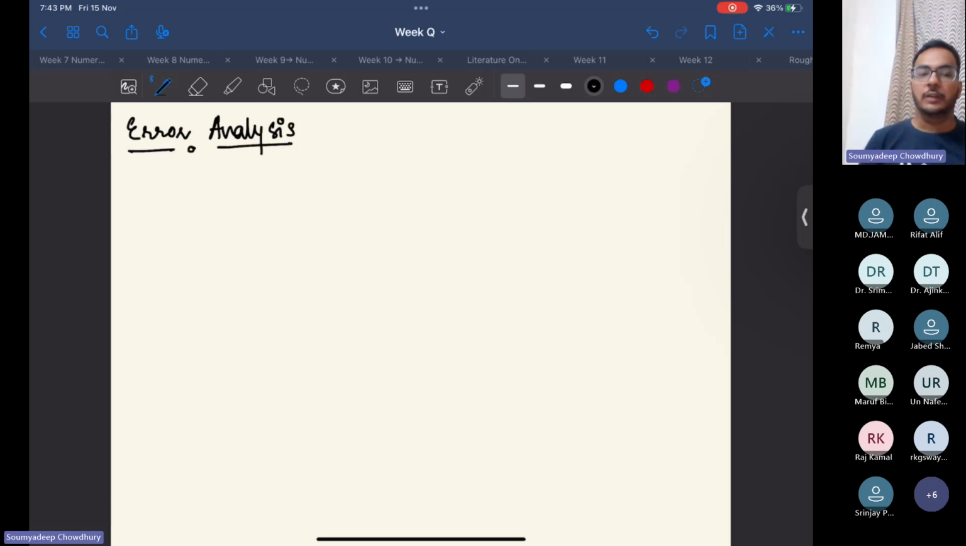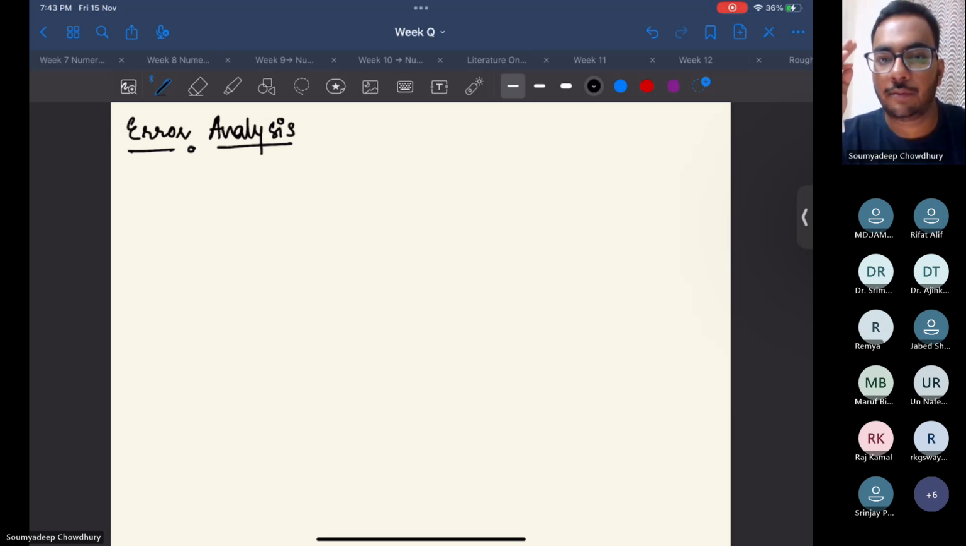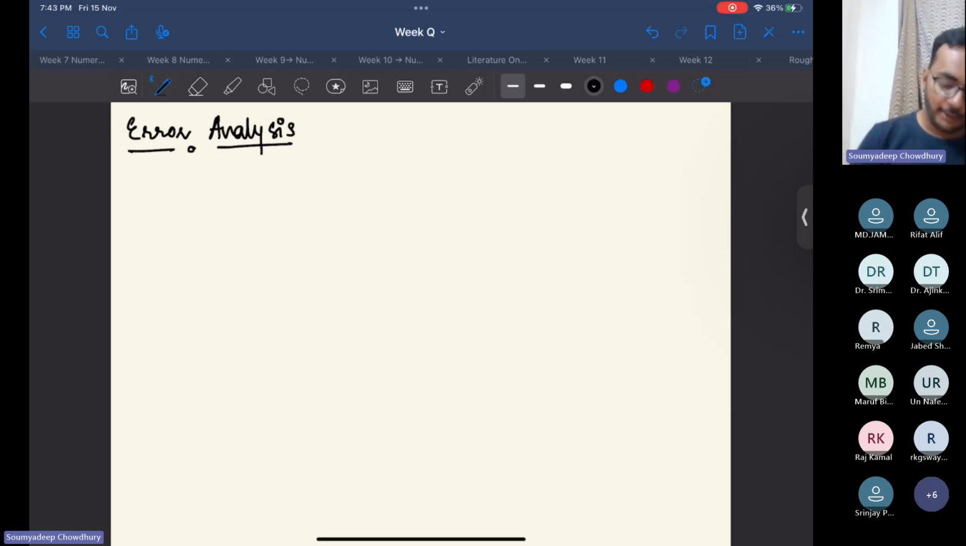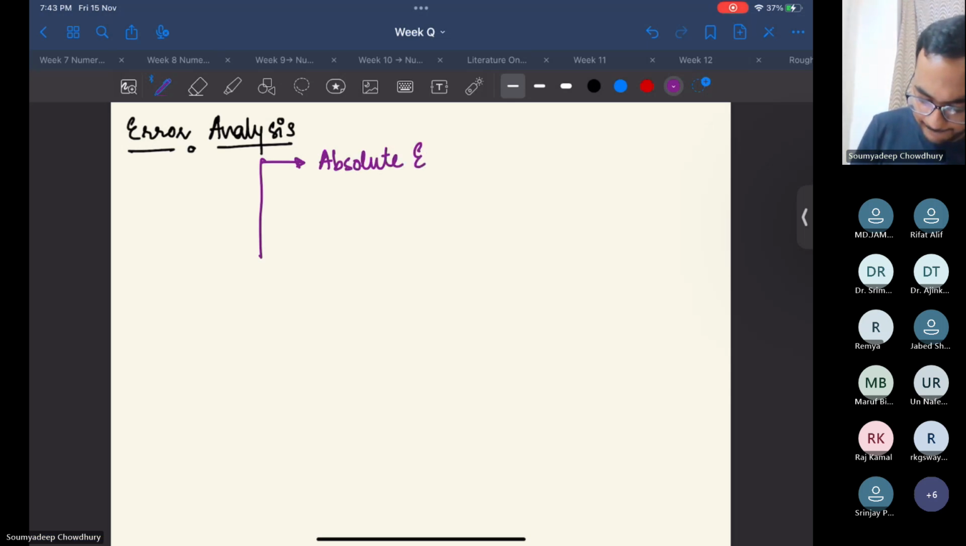So before we go into any numerical technique, how do we know that our numerical technique is accurate? Right? For that, we have to compare our results with the actual solution of that particular equation. There are two kinds of errors. Errors can be quantified in two types. First is your absolute error, and next is your relative error.